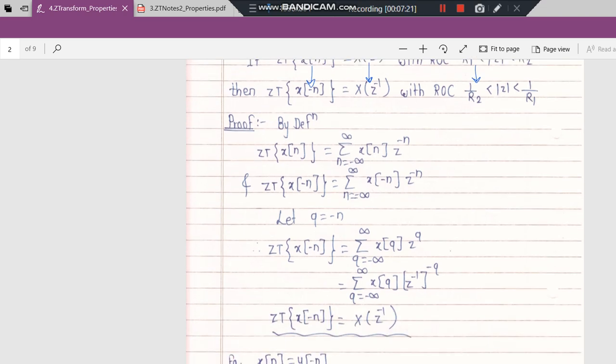Okay, now how to prove this? The proof we can show like this. This is the definition, as per the definition of the Z transform. Now similarly, using the definition of the Z transform, we can write the Z transform of x of minus n. Now let us do a simple substitution here. Let q is equal to minus n. So let us replace this minus n with q. Okay, so when you replace it with q and rearrange the terms, instead of z raised to q, I can simply write z raised to minus 1, raised to minus q.